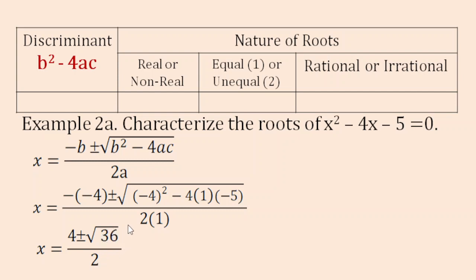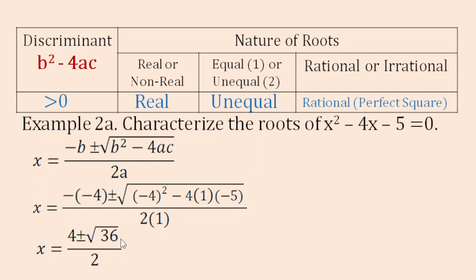Why 36? It's because negative 4 squared is 16, and negative 4 times 1 times negative 5 is 20. So 16 plus 20 equals 36. So the value of the discriminant is 36, and that is greater than 0. From our table, if the discriminant is greater than 0, the roots are real, unequal, and rational if it is a perfect square.